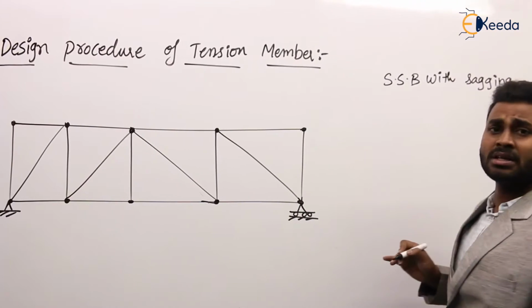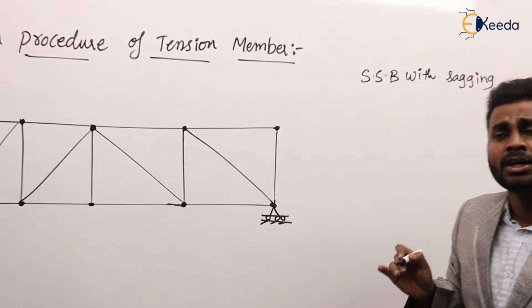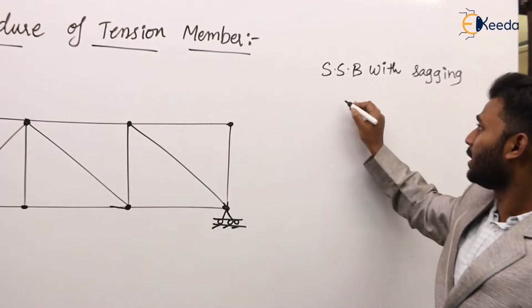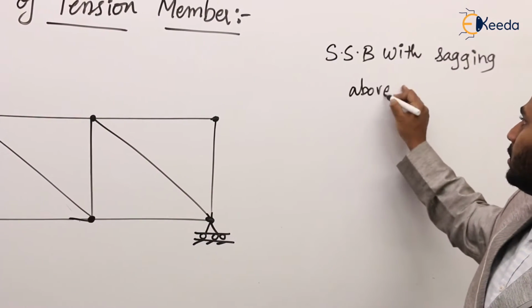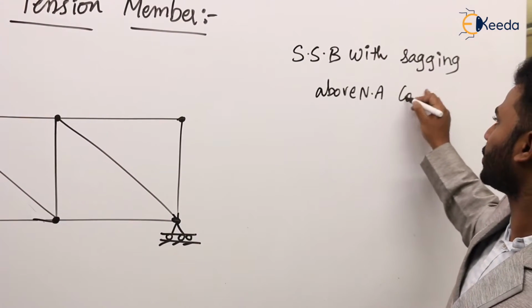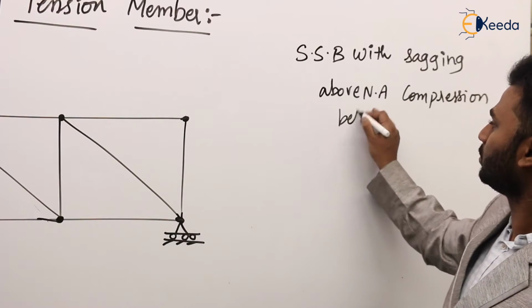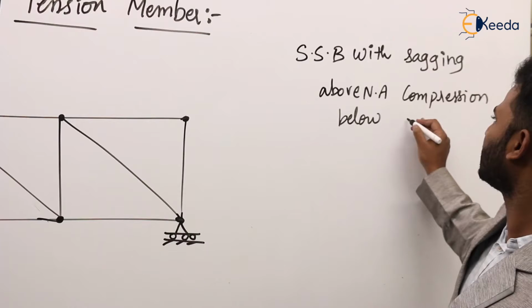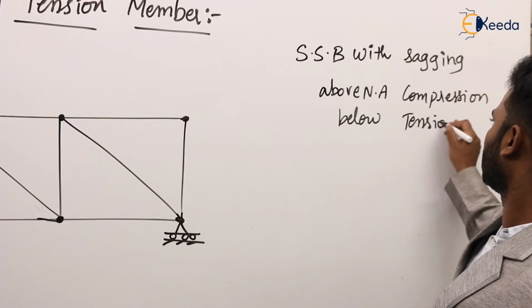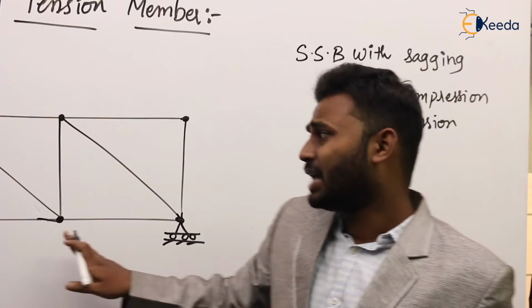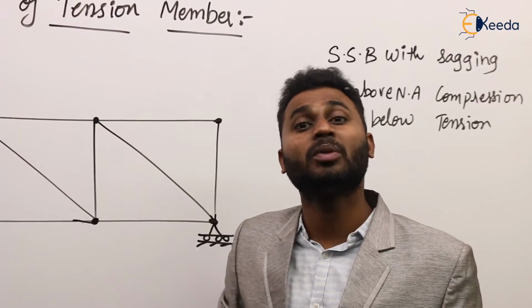So what is meant by a simply supported beam with sagging? It means above the neutral axis, NA, there is compression, and below the neutral axis, tension. Agree or not? So now, as we discussed, a truss is nothing but a simply supported beam with sagging.